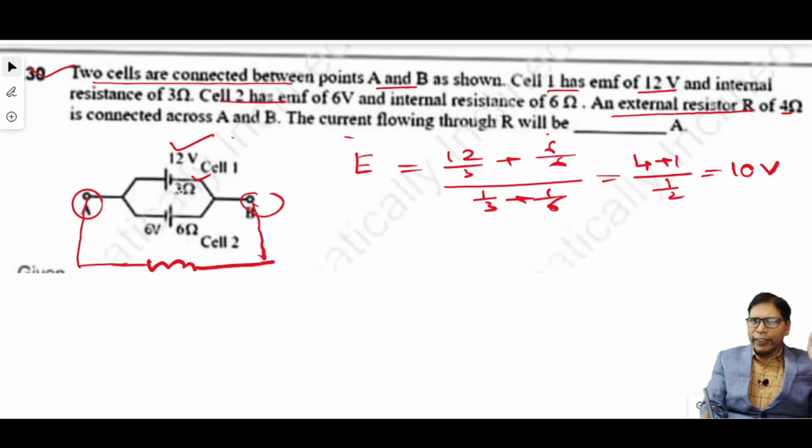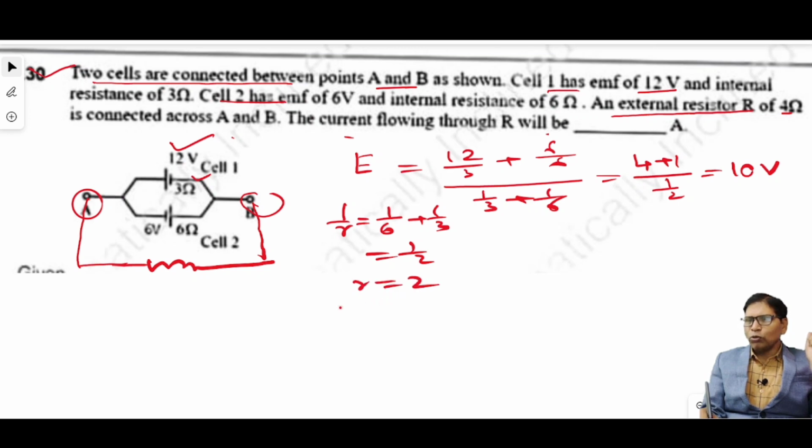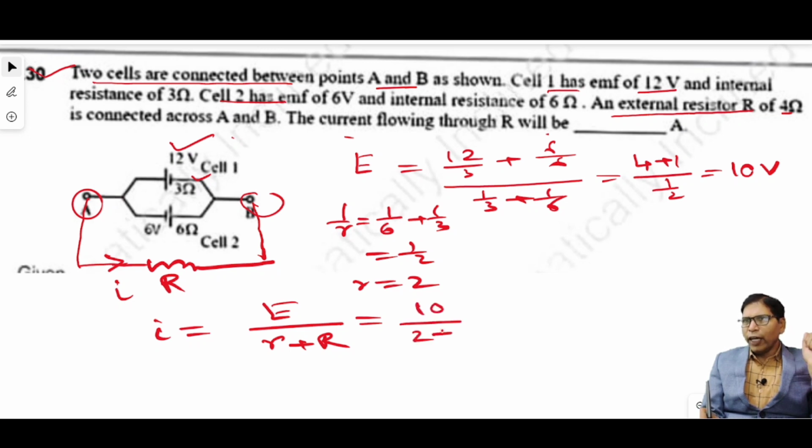Now what is the equivalent internal resistance? Look at this, equivalent internal resistance r. So 1 by r equals 1 by 6 plus 1 by 3. So this is 1 by 2. So r equals 2. Now this is the resistance R. We have to calculate the current passed through it. So I equals equivalent EMF divided by equivalent internal resistance plus external resistance R. Now look at this, this is 10 volt, this is 2, and R is 4. So this is 10 by 6, that is 1.67 ampere is the current through resistance R.